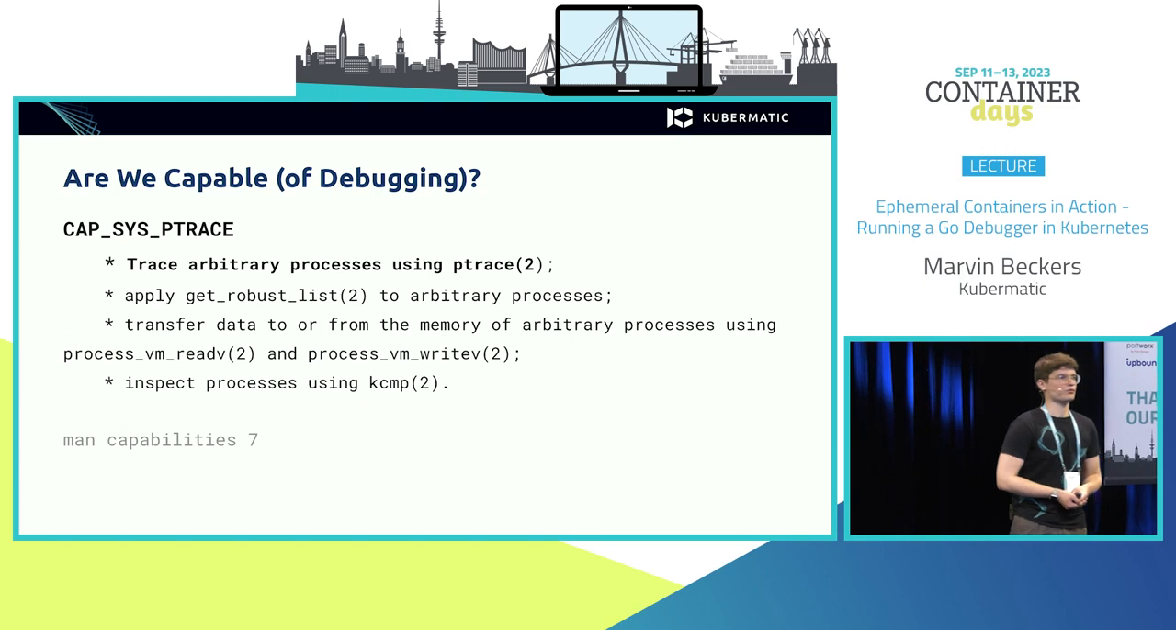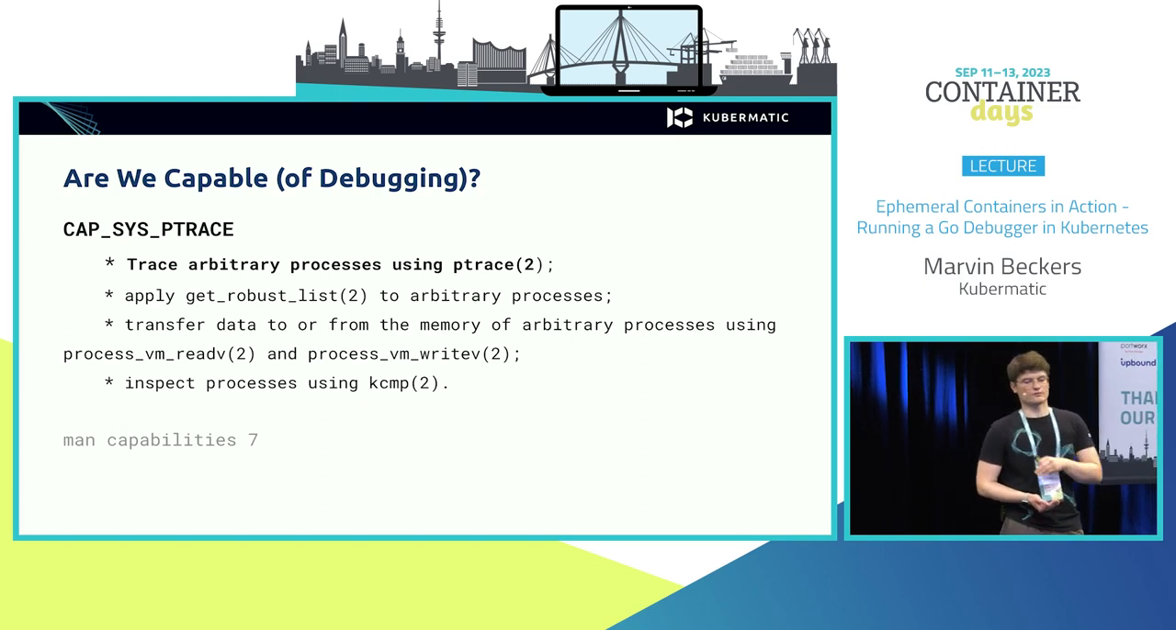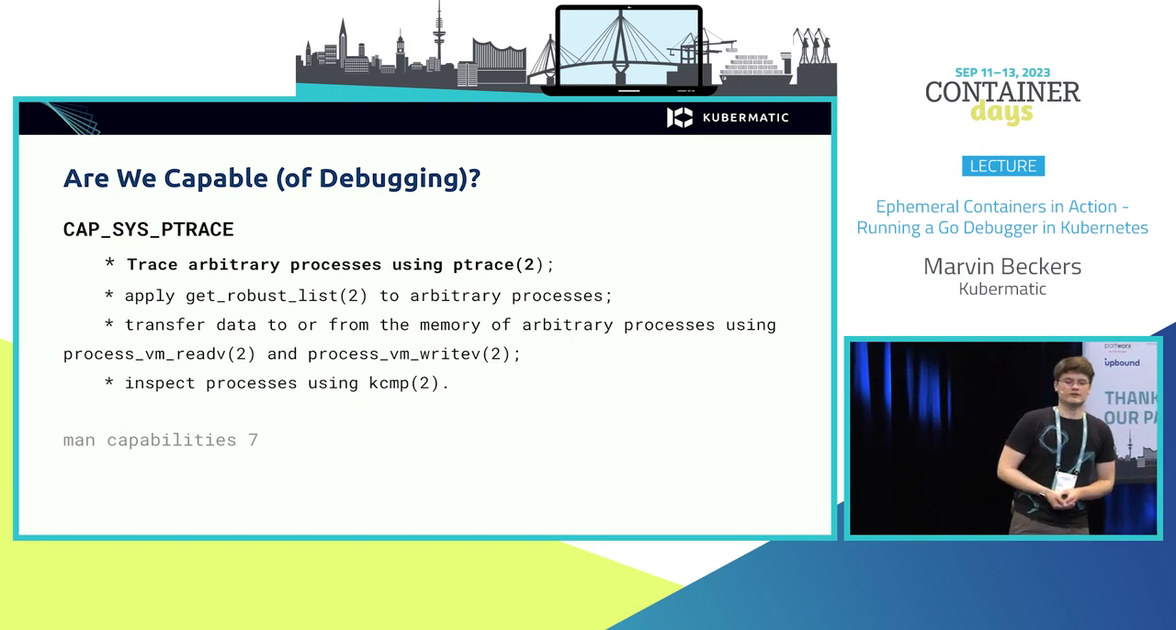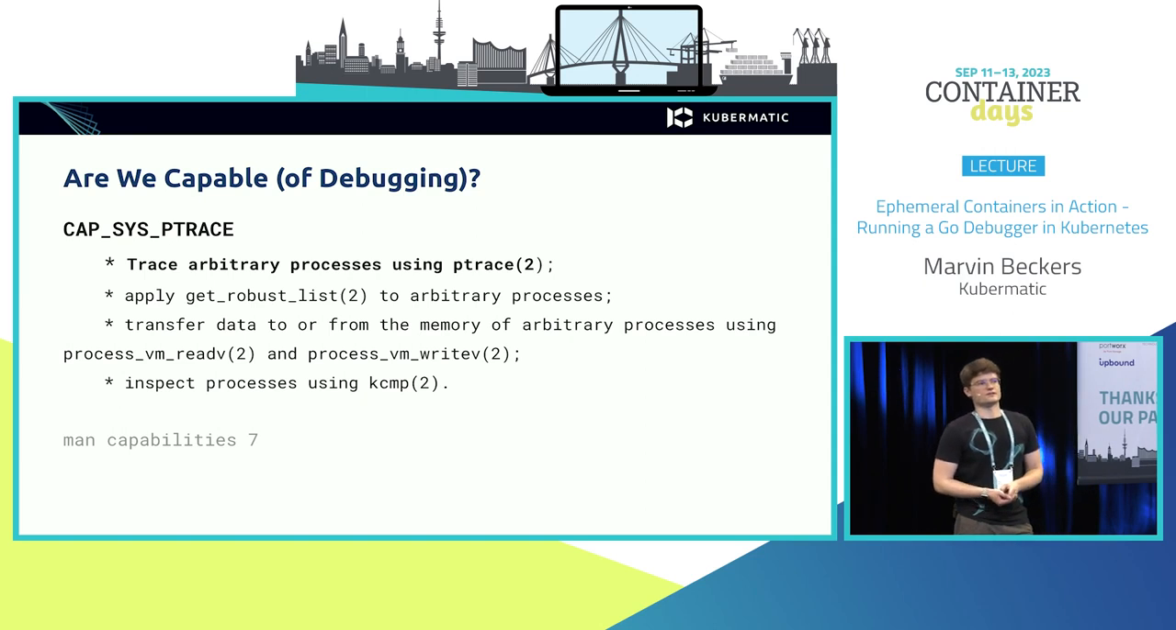And that's what the capability includes. There are a couple more things on here that you can see, but mostly it is this ptrace functionality in the kernel that we are interested in. And why are we interested in that? Because we want to follow what another process is doing.